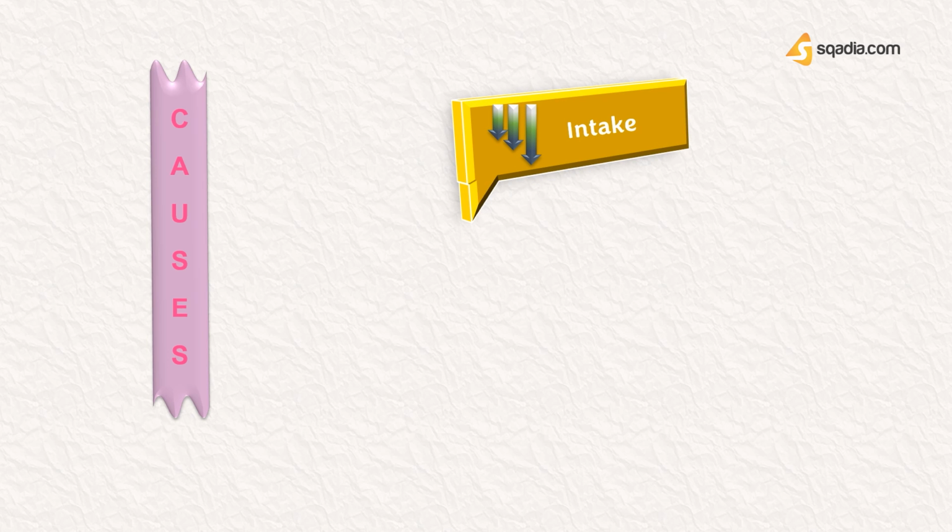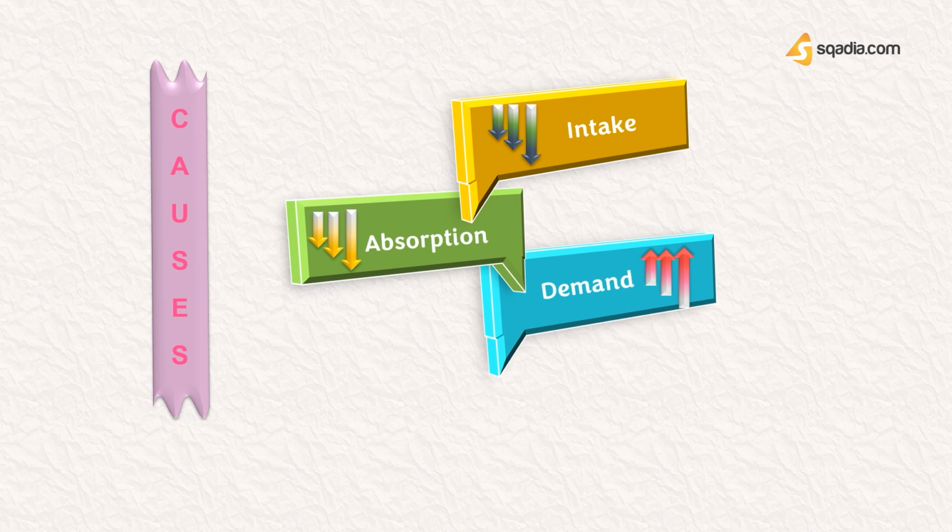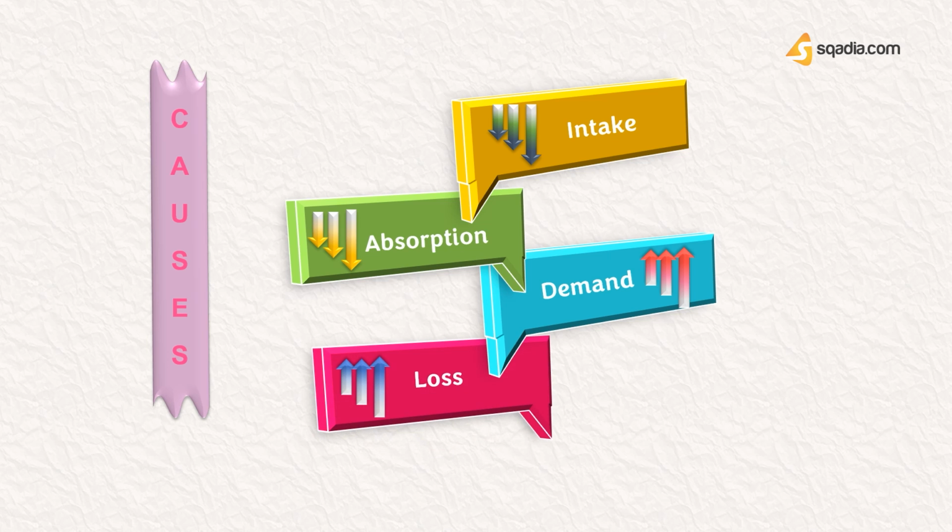Now we will look forward towards causes. Iron deficiency can be due to decreased iron intake, decreased iron absorption, increased iron demand by the body, or increased iron loss. All these factors lead to insufficient iron body stores to meet the body demands.